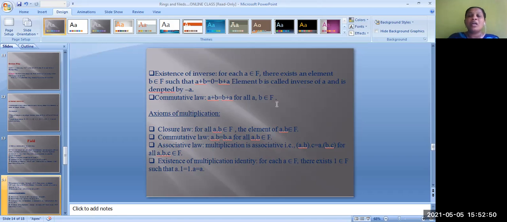Next, the associative law: (A into B) into C is equal to A into (B into C), for all A, B, C belonging to F. Next, the multiplication identity. In multiplication, we take 1 as the identity element. 1 into A is equal to A into 1, which is equal to A, where 1 belongs to F and A also belongs to F.